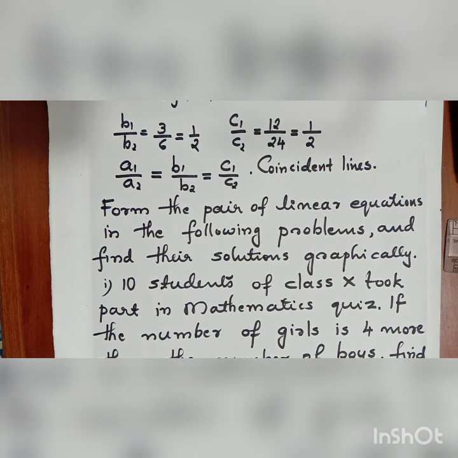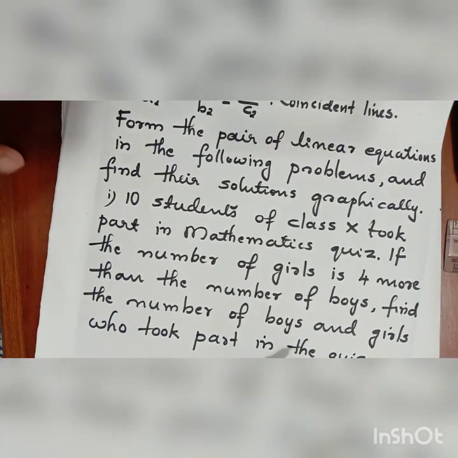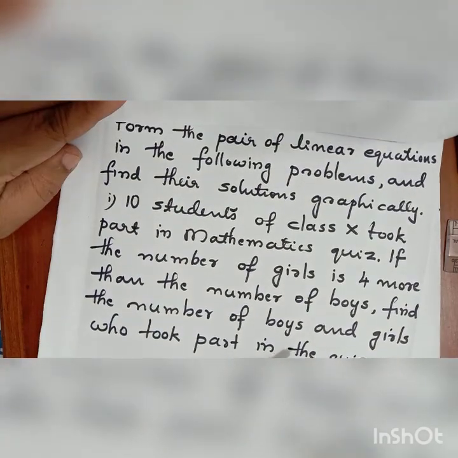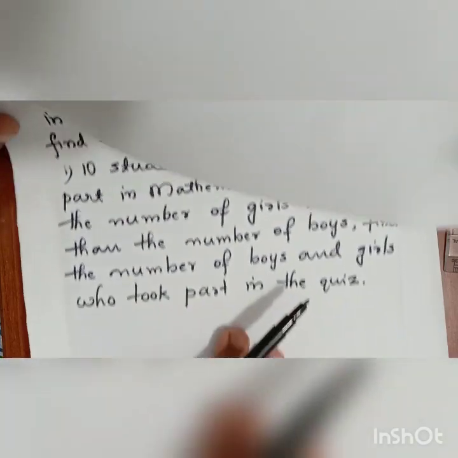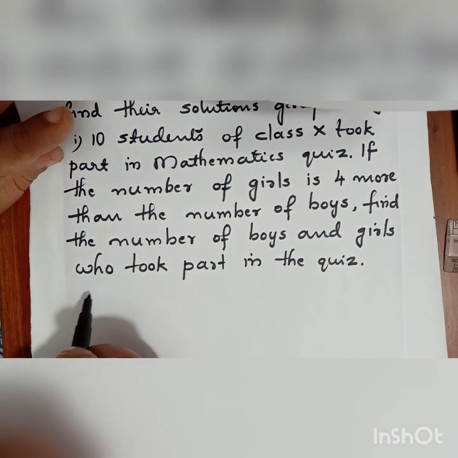So here we have two equations. First condition is we have total 10 students. Second condition is number of girls is 4 more than number of boys. So we have to find out number of boys and girls who took part in the quiz. As usual, what we were doing? In order to get the answer, we will be assuming that let the number of boys be x and that of girls be y.